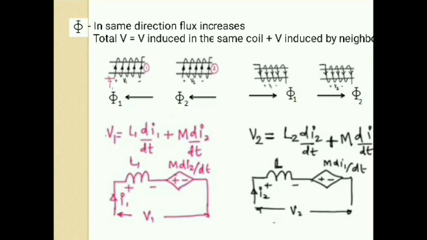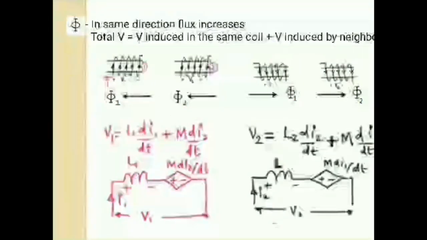Because the fluxes are both coiled in the same direction, they add up to the main flux. I think now you will get a clear idea about this formula. Why are we adding self-induced voltage and mutual induced voltage? Because wherever the fluxes are in the same direction, the total flux increases.